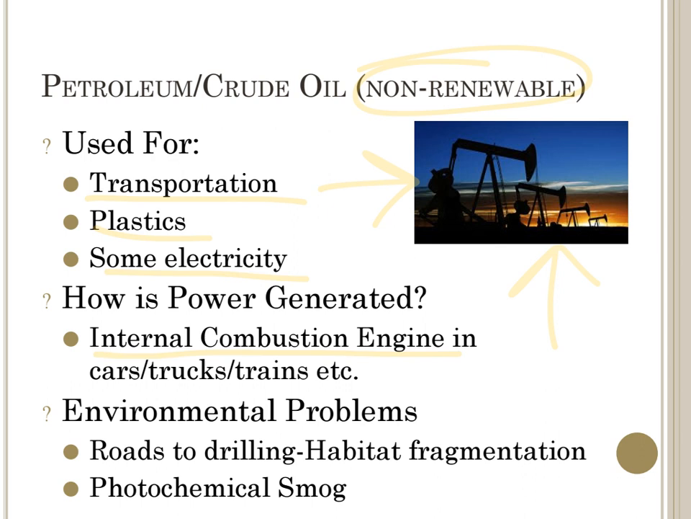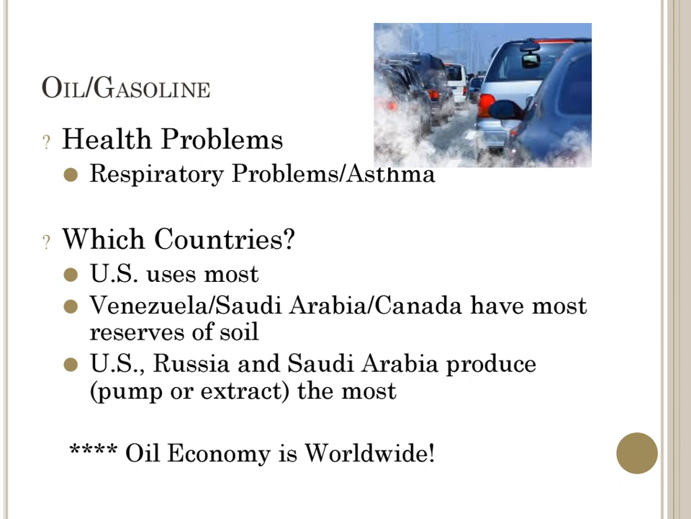Don't forget that you need to know for the AP test what the components of photochemical smog are. Photochemical smog is NOx mainly, particulate matter, and ozone. Those are the three main components of photochemical smog. The health problems, again, are mainly respiratory problems such as asthma. So those are the main health problems with petroleum.